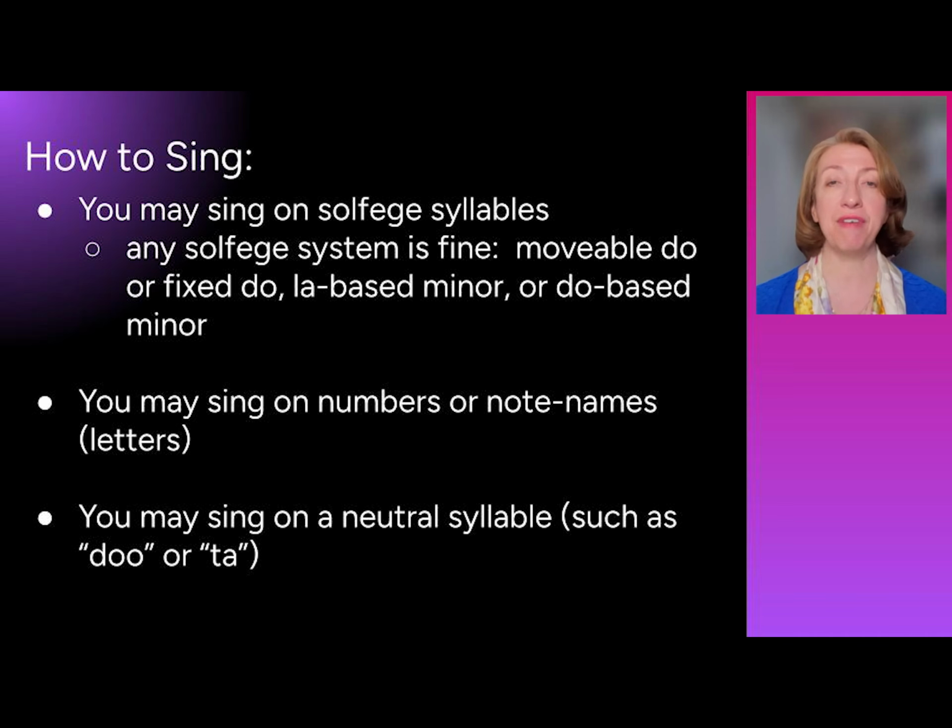You may sing on solfege syllables, and any solfege system is fine. You can use movable do or fixed do. You can use la-based minor or do-based minor. Do, re, mi, fa, so. You may sing on numbers, 1, 2, 3, 4, 5. You can sing on note names, C, D, E, F, G. You may sing on a neutral syllable such as do or ta.